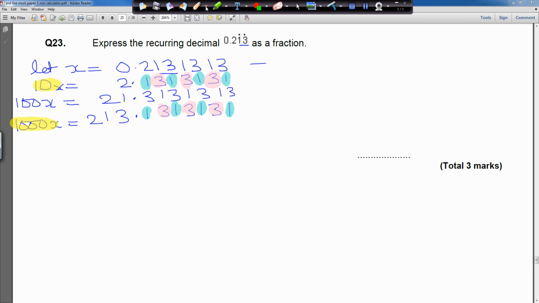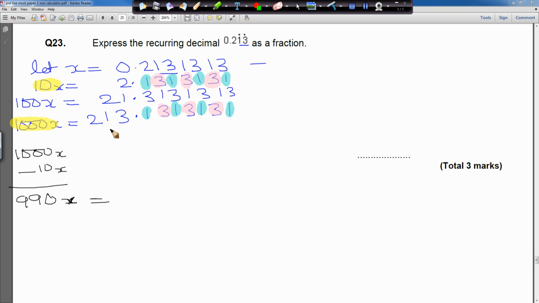So what we're going to do now is subtract them. We look at 1000x, and we have to subtract this 10x. So 1000x minus 10x will give us a total of 990x.